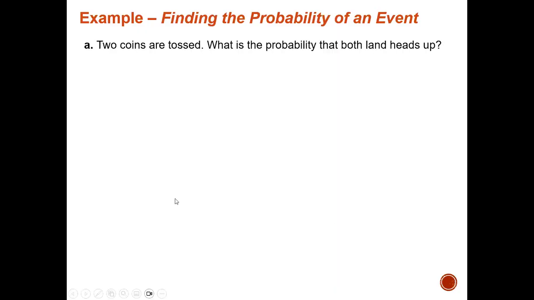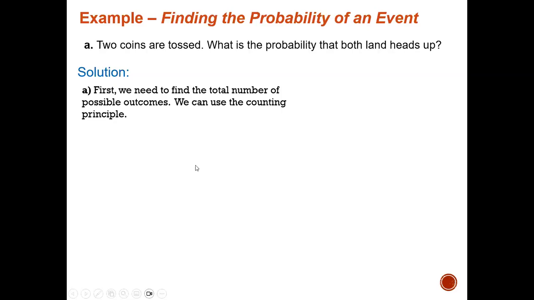So let's do some examples of finding probability. 2 coins are tossed. What is the probability that both land heads up? Well, first we need to find the total number of possible outcomes so we can use our counting principle. So we're going to toss 2 coins. There are 2 outcomes for the first coin, right? We can get the first coin to land heads or tails up. And then we do a second coin, and it's the same thing. It can land heads or tails, right? So we multiply, so then there are 4 possible outcomes for tossing a coin 2 times.